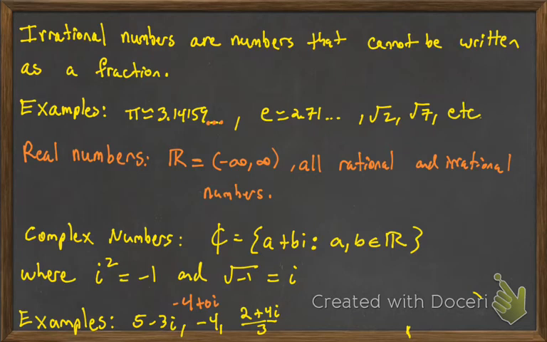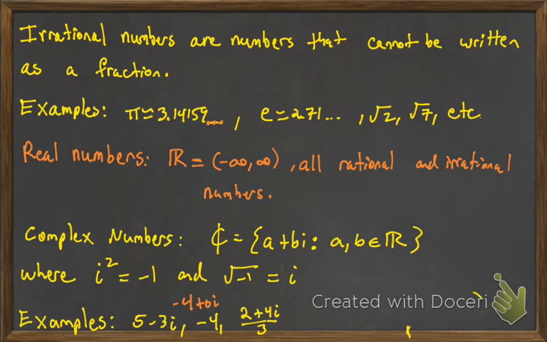Now if we go back to -4, -4 is the real part, and then there's no i, so we say 0 would be the imaginary part. For the fraction, the real part would be 2 over 3, and the imaginary part would be 4 over 3. Okay, so that's the first part we're going to look at.